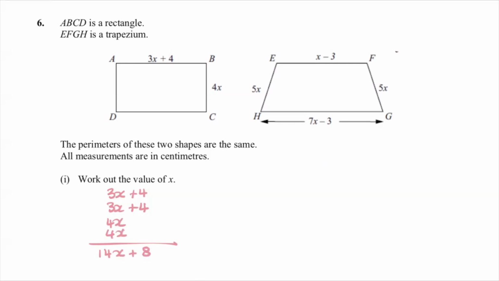And we're going to do the same for the trapezium. Now, they're telling us that the perimeters are the same. The perimeter of the rectangle is equal to the perimeter of the trapezium. And now it's just a case of solving the equation that we have set up. Going to get the x's together on the same side. I am going to move the smaller set of x's. If I move this, it means I'm going to be taking 14 away.